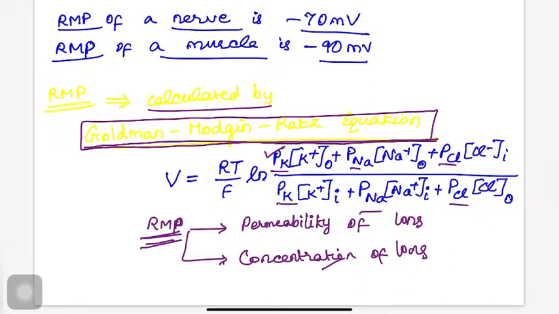Don't confuse it with equilibrium potential. So how will we calculate the equilibrium potential? The equilibrium potential is calculated by the Nernst equation. This is the Goldman-Hodgkin-Katz equation. Then we will look at some terms.